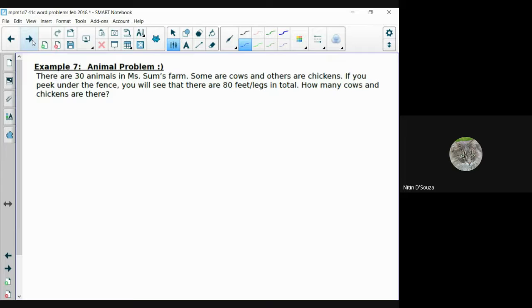All right, so Miss Sum has a farm. I don't know if you guys know this. And there's 30 animals there. Some are cows and others are chickens. Getting goats next year. If you peek under the fence, because that's what people do when they walk past the farm, you will see that there are 80 feet or legs in total. Assuming all the chickens and cows have all their feet, how many cows and chickens are there?